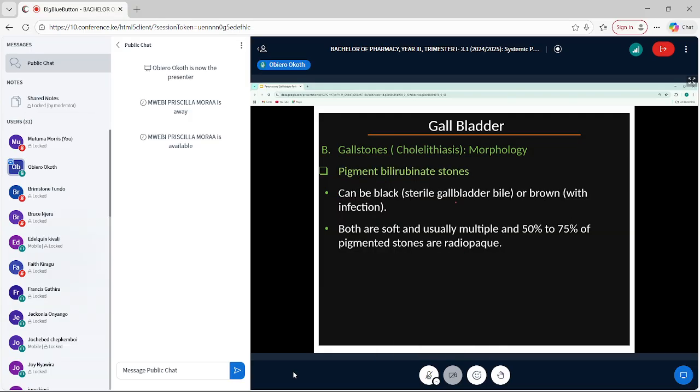Now, pigment stones can be black when you don't have an infection, or they can be brown when there's a concurrent infection. And they're actually very soft. They're not as hard as the cholesterol stones, and most of them are radiopaque because they have calcium. So if you're doing an X-ray and you find a gallbladder stone that is radiopaque that you can see, you're most likely dealing with the bilirubinate stones.